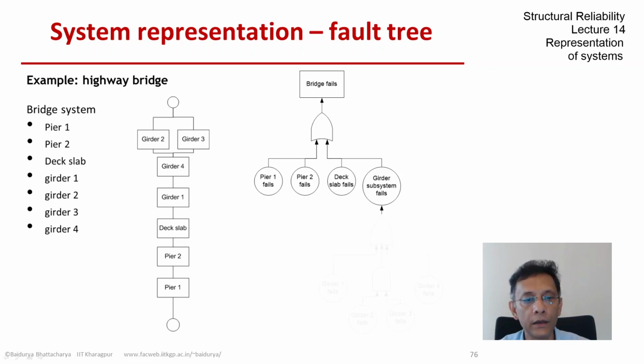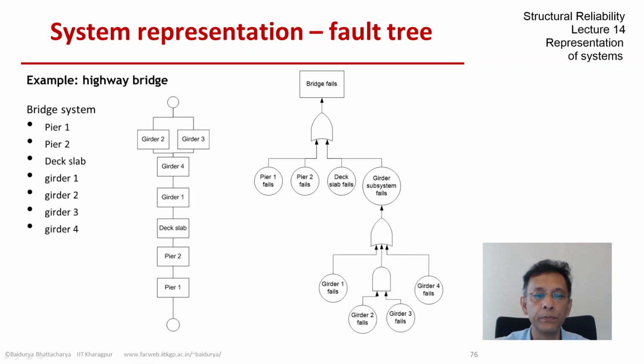So the girder subsystem also is built up of an OR gate, where girder 1 and girder 4 contribute individually, but girder 2 and girder 3 do not. They go through an AND gate because both of them must fail in order for the girder subsystem to fail, which in turn causes bridge system failure. So we have a smaller subsystem composed of girder 2 and girder 3 together. If they fail, then the girder subsystem fails, and then that feeds into the higher level OR gate.